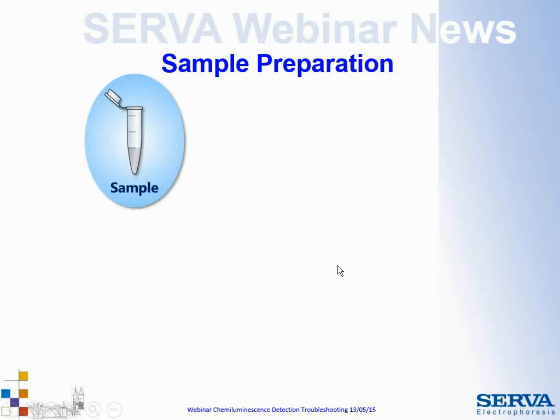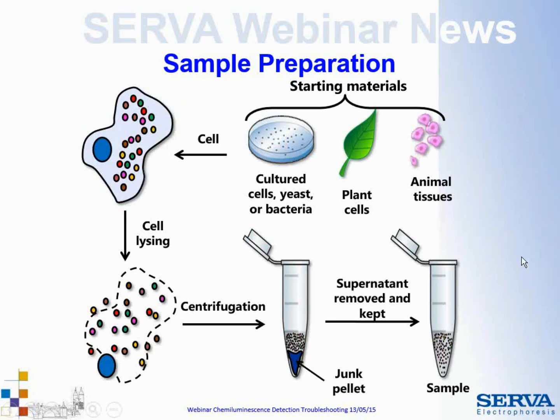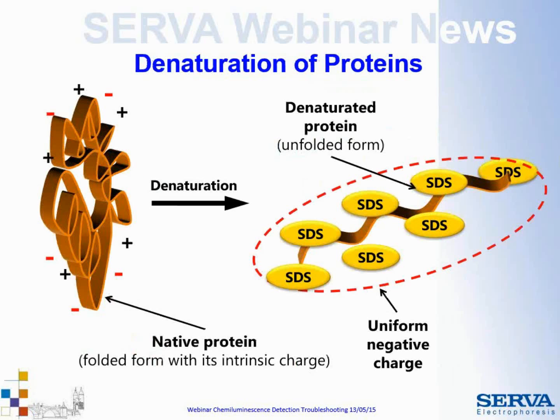First of all, there's the sample preparation, and this is at the start of the Western blotting procedure a very important step because you prepare cell lysates. You use cells from cell culture or plant cells or animal tissues, and during lysis it is important to stop protein degradation by proteases or dephosphorylation by phosphatases. So you have to use inhibitors to get an optimal sample for your Western blot analysis.